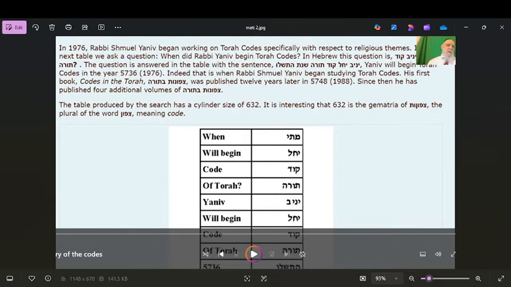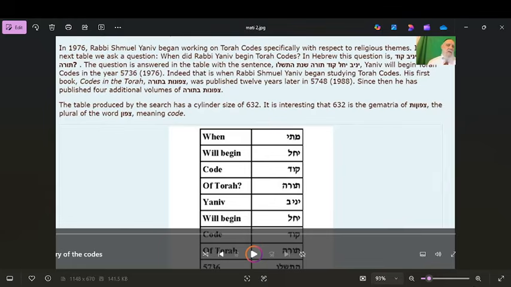In Hebrew, this question is "Matai Yaniv yachel codes Torah." The question is answered in the table with a sentence: "Yaniv yachel codes Torah shnat," Yaniv will begin the codes in the year 5736, which is 1976. Indeed, that is when Rabbi Shmuel Yaniv began studying Torah codes. His first book, Tzofnot Torah, Codes in the Torah, was published 12 years later in 5748, 1988.